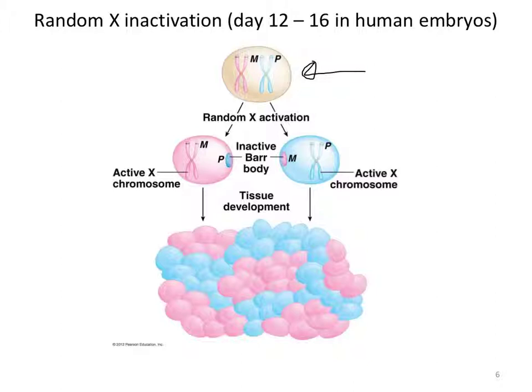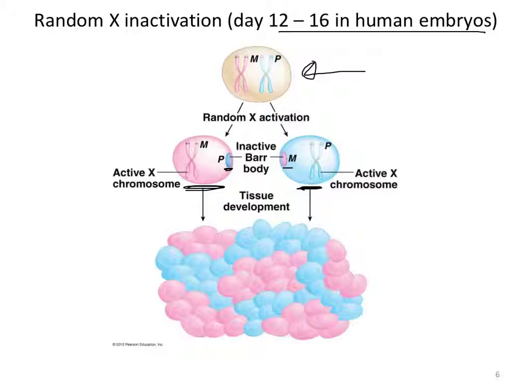Over here on the left, in this cell, it was the paternally inherited X chromosome that is inactivated, and it's just been turned into a little Barr body. And over on the right, it was the maternally inherited X chromosome that was inactivated. Now this is early in embryonic development, right? So when we're just a ball of cells.